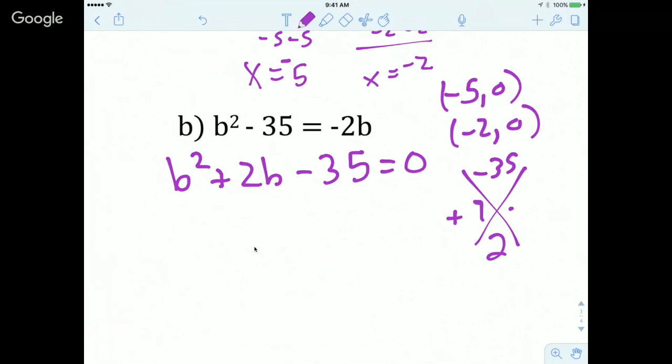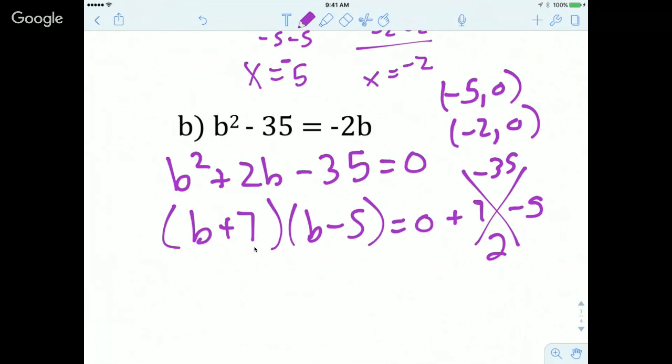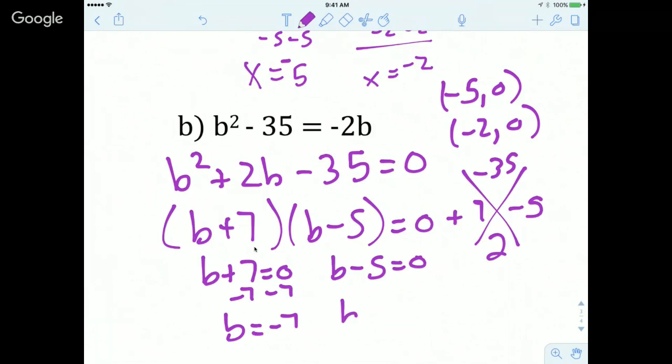So we do our speed factoring. (B + 7)(B - 5) = 0. Set the first factor equal to 0, set the second factor equal to 0. B equals -7, and B equals +5.